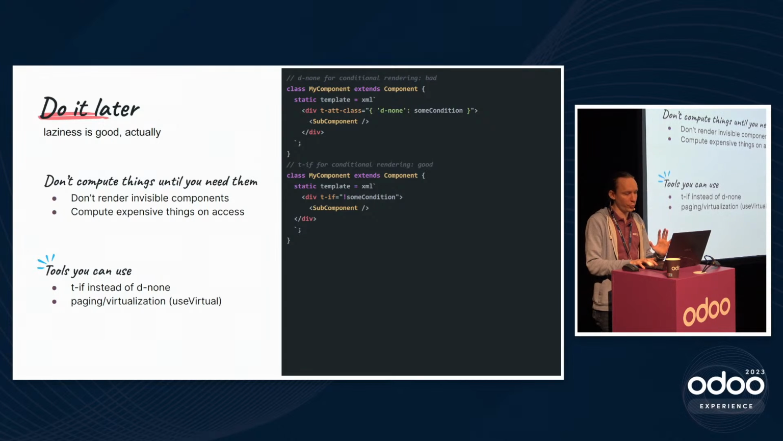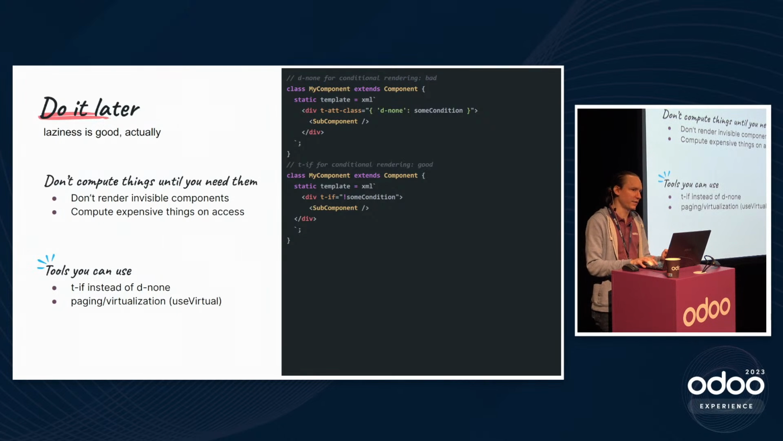Other tools that you can use would be paging. This is typically what we do in the list view. Your users can't see 100,000 records at a time. Just show them 80, and if they need more, they can click on the next page and get the next 80 records. In some cases, you want to actually have a lot of records accessible without paging, and for that you can use list virtualization.